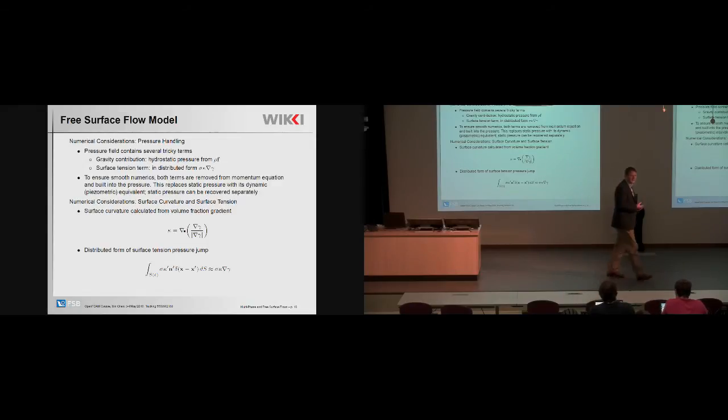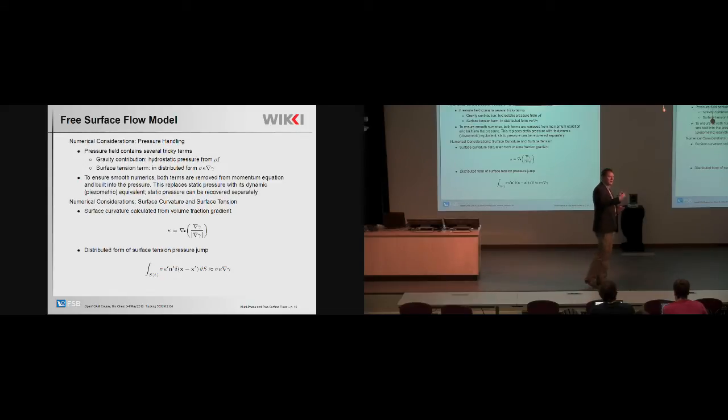The idea of surface tension is that in the presence of a curved surface, there will be a jump in the pressure from one side into the other. And in order to account for that, you have to calculate the surface curvature. The surface curvature is calculated by using the gradient of my volume fraction variable. That will be normal to the surface. When I divide it by its magnitude, this becomes a unit vector, and the divergence of that basically gives me the curvature. The curvature will of course be present only where the free surface is present.